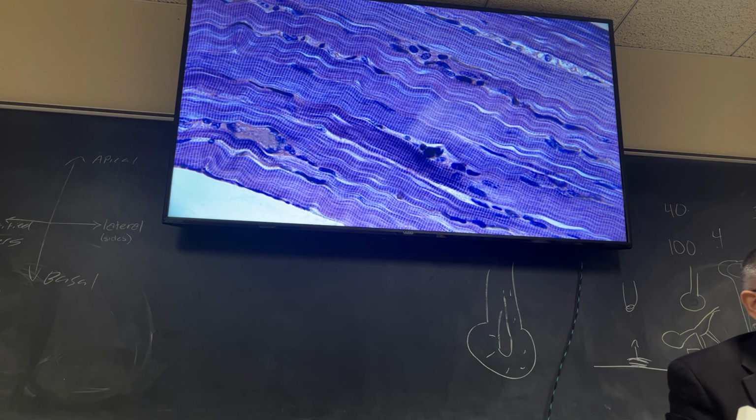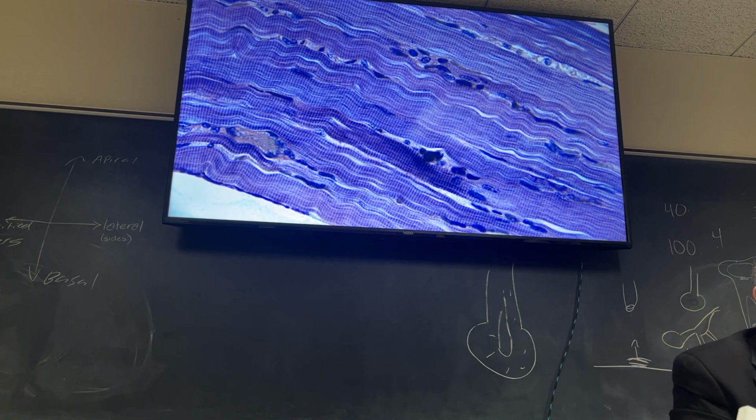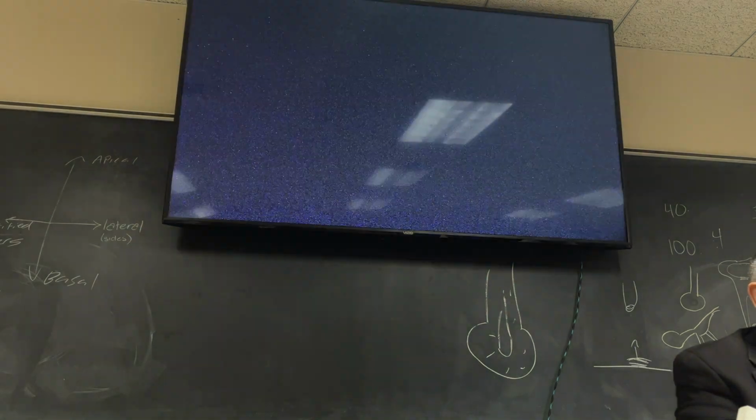Gotcha. All right, well, that's a really nice slide. That one is called voluntary muscle LS, and it says in parentheses striations. It's a really nice slide. So if you get a chance, look at it. It's a nice slide for skeletal muscle.